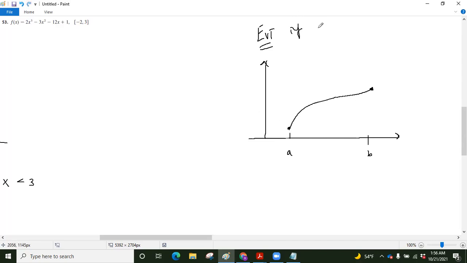So basically, if it's continuous on the closed interval, then it guarantees an absolute min and an absolute max, right? It doesn't say anything about local min or local max. It just guarantees that there is an absolute min and an absolute max. So basically, because this would be the absolute maximum and this would be the absolute minimum, it guarantees it.